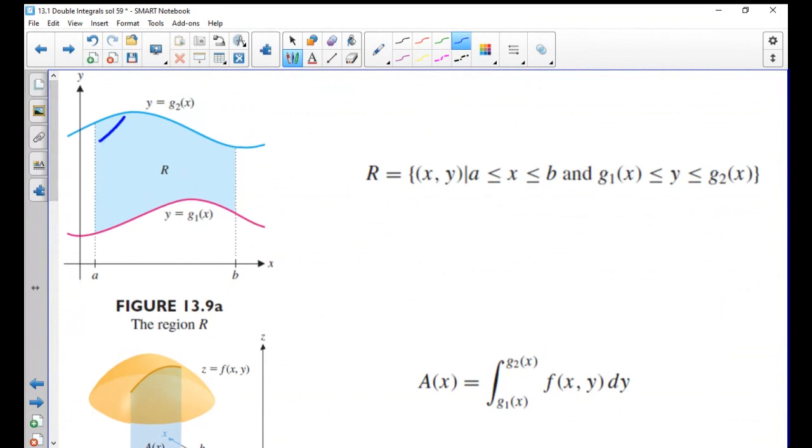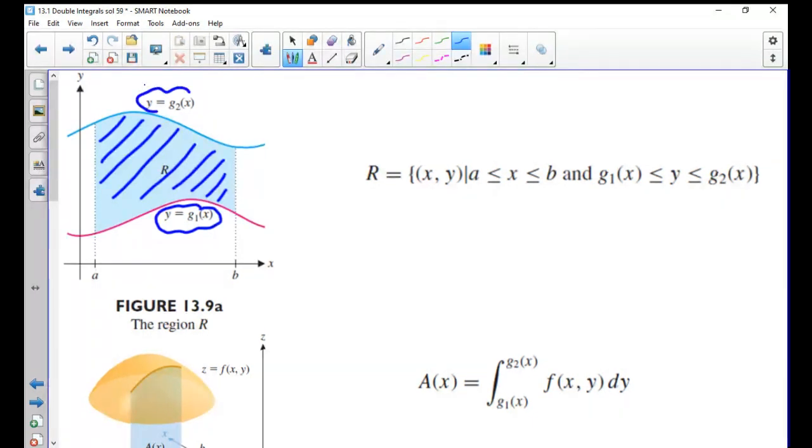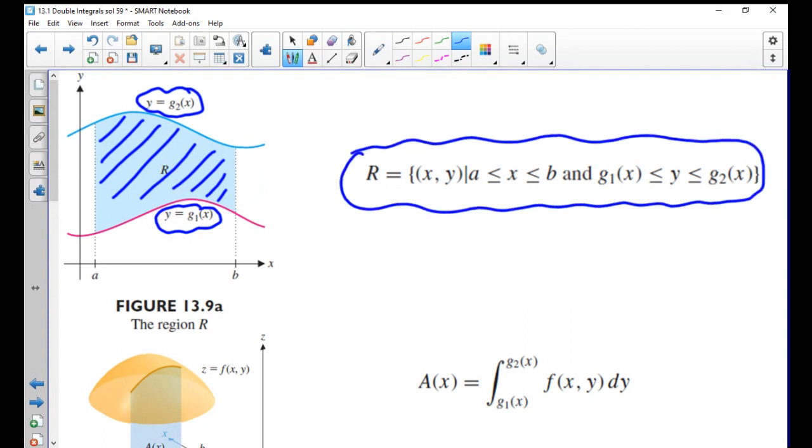if you have a region R which is not a rectangle, but between two curves like this, y equal g1 to another curve y equal g2. So the region R is given by this, and x goes from A to B. Then you have no choice. First, you integrate with respect to y.